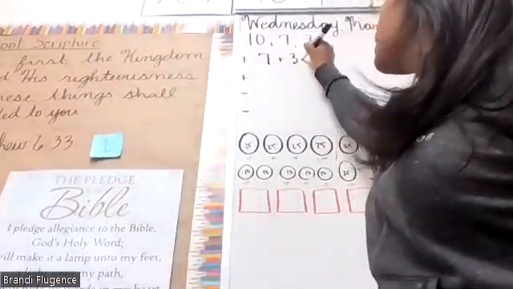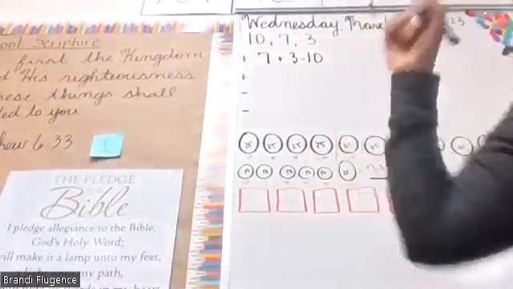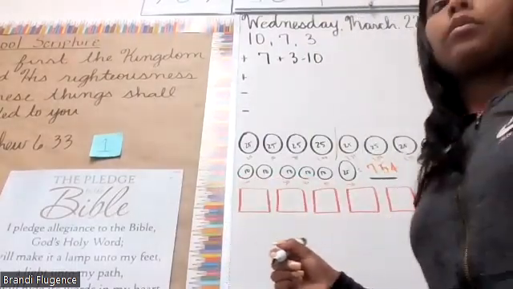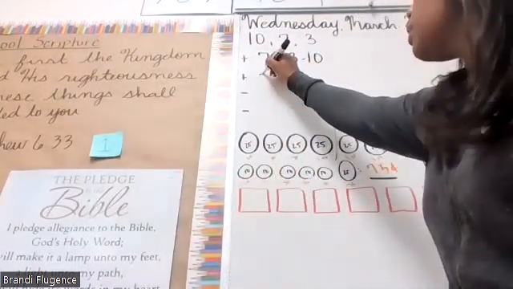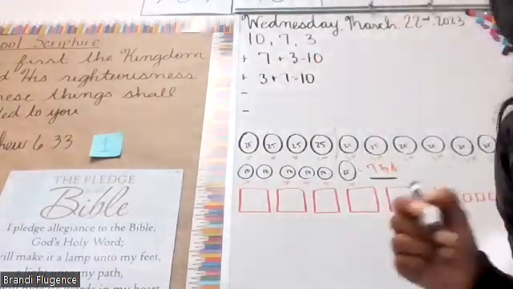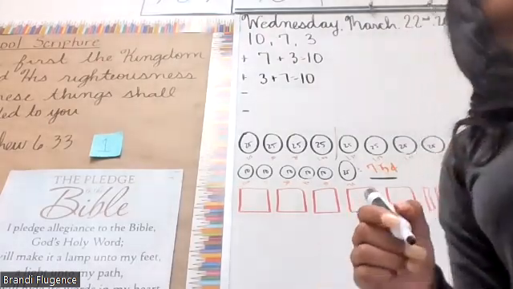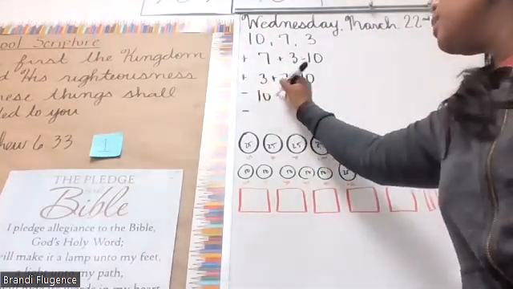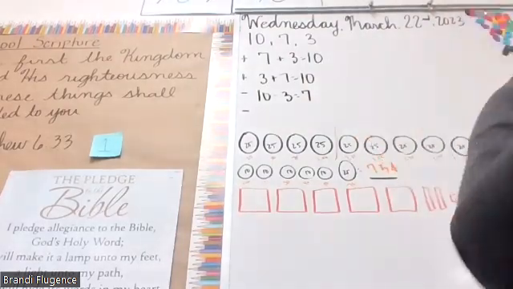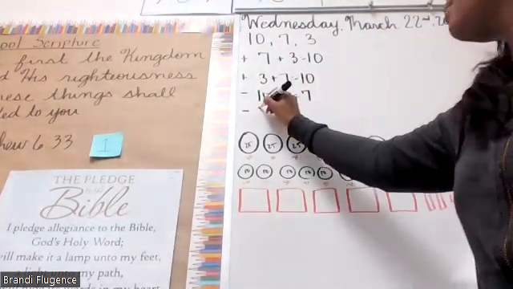7 plus 3 equals 10. Okay, what's another addition fact I can create, Asa? 3 plus 7 equals 10. All right, subtraction fact. 10 minus 3 equals 7. And what's another subtraction fact I can create? 10 minus 7 equals 3.